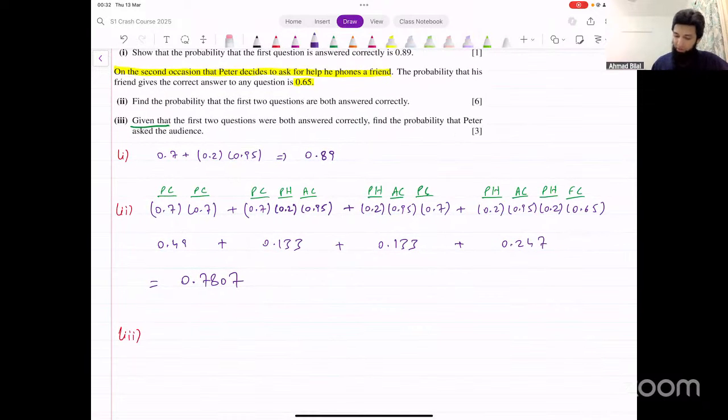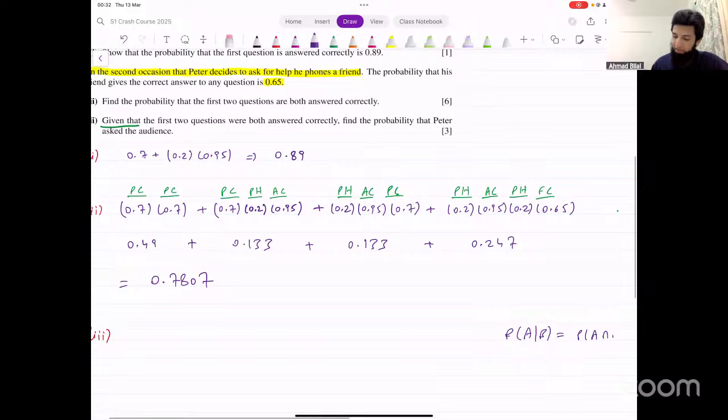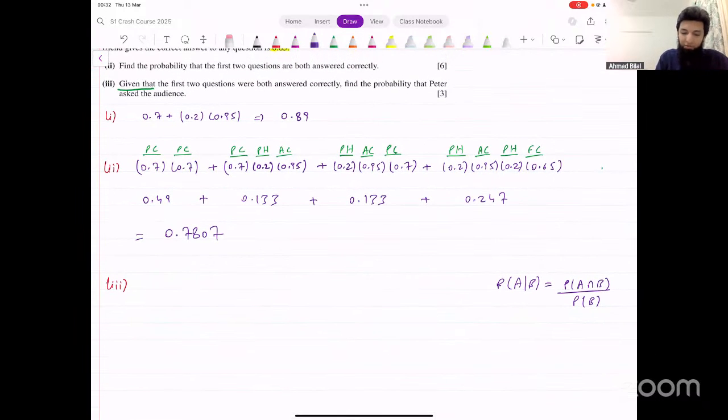Remember the conditional probability formula? I'll write that on the side. The probability of A given B is equal to the probability of A intersection B, that means both events happening at the same time, divided by the probability of B. Right, that's the conditional probability formula. Now, what exactly are we looking for here?